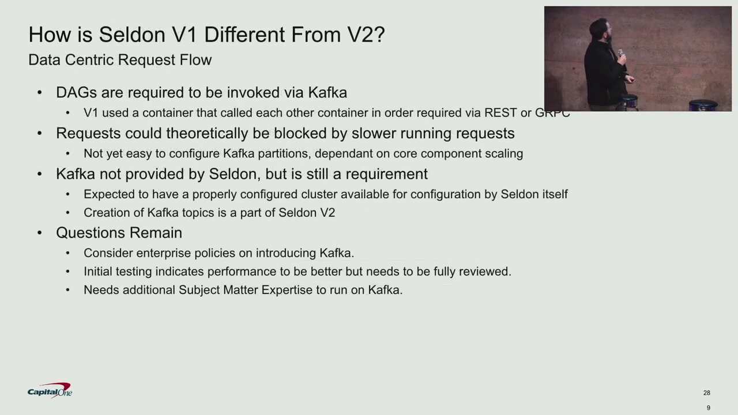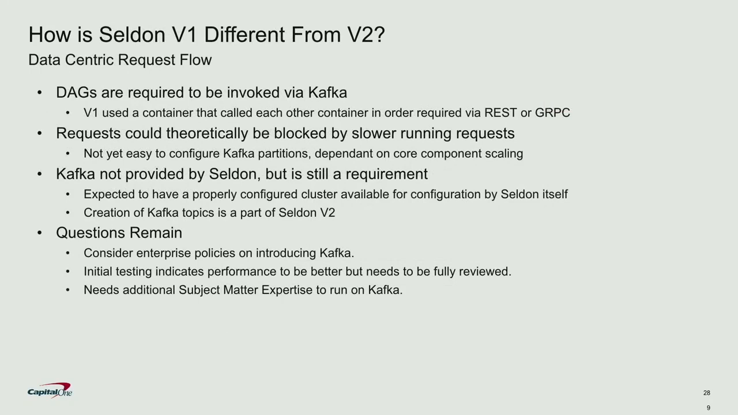So the data-centric request flow means that the entire orchestration of your DAG is done via Kafka. Kafka, how many of you know what Kafka is? Okay. Kafka basically has, you can produce stuff to a topic, they're called, and then you have consumers that pull information from that. So it's a bit different than V1 because V1 had a container that was injected into your pod that orchestrated that DAG for you via actual REST or gRPC calls.